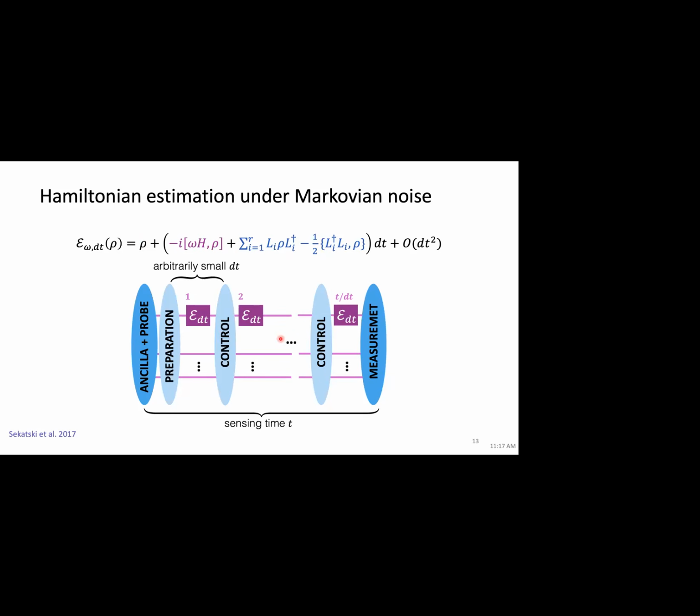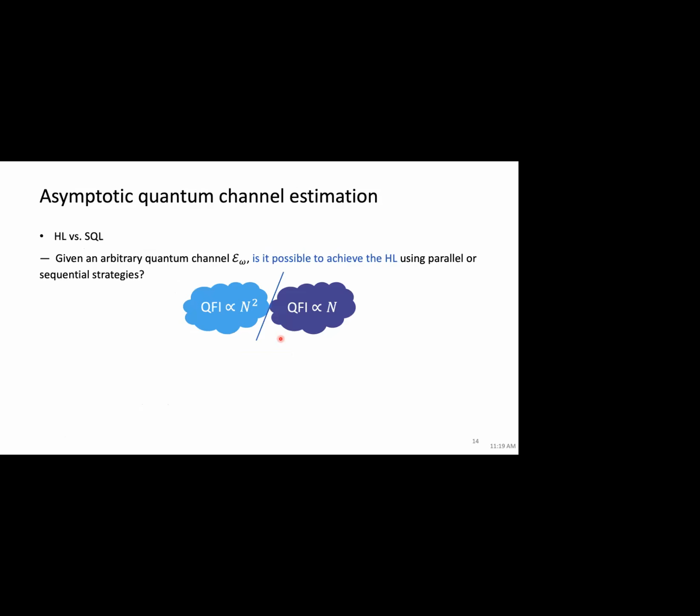So now we have two important questions we'd like to answer. The first one is the HL vs SQL problem. Basically, given an arbitrary quantum channel, is it possible to achieve the Heisenberg limit with respect to the number of channels using parallel or sequential strategies? So that's one important question we'd like to address.